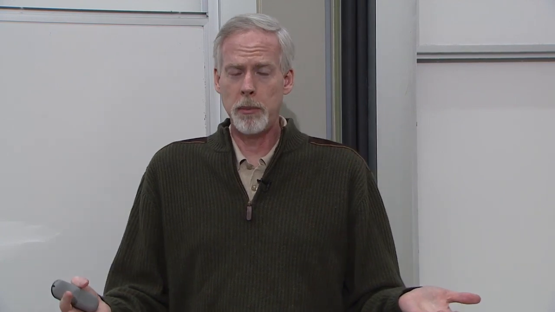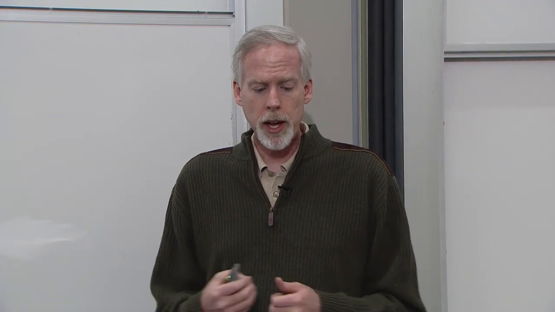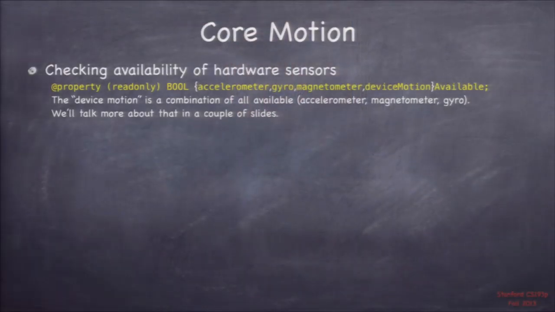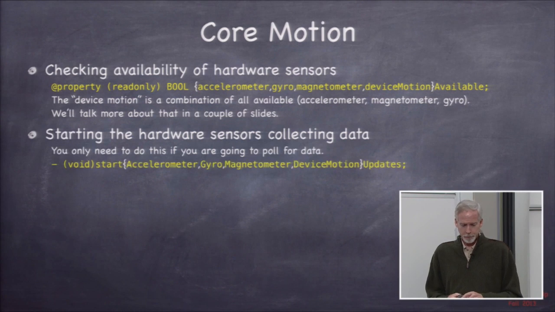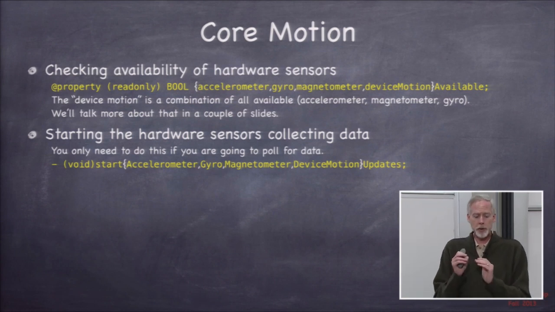So mostly what we're going to focus on is the way of posting a block to a queue. Okay, so how do you check the availability? There are these properties in CMMotionManager called accelerometerAvailable, gyroAvailable, magnetometerAvailable, and then the very important deviceMotionAvailable, and we'll talk about that in a second. How do you start up these sensors? If you don't call startAccelerometerUpdates, it will not give you any updates, and when you poll, you won't get any information that's up to date. So you have to start it.